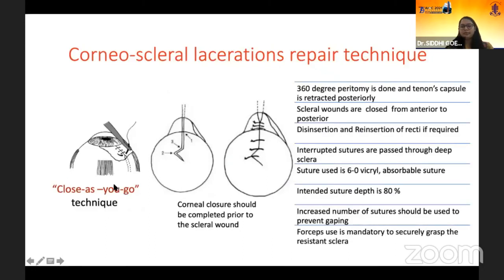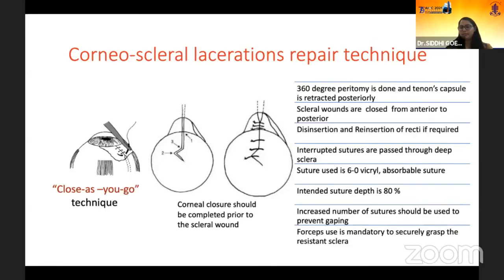Now, I would like to discuss corneoscleral lacerations. How do we manage them? A 360-degree peritomy is done and the Tenon's is retracted posteriorly. The scleral wounds are closed with the close-as-you-go technique. If there is a rectus muscle that comes in between, disinsertion and reinsertion may be done.